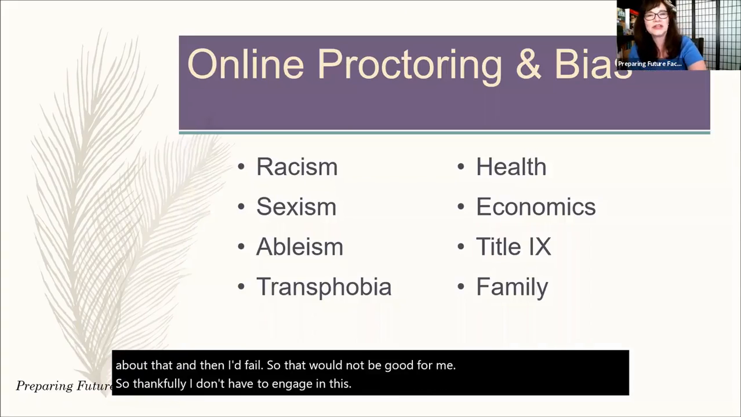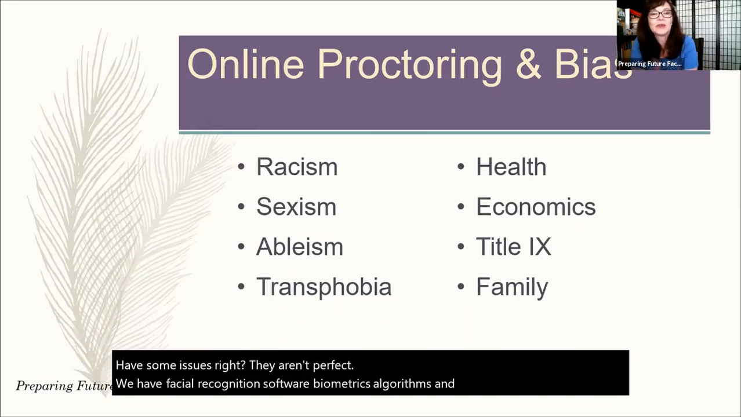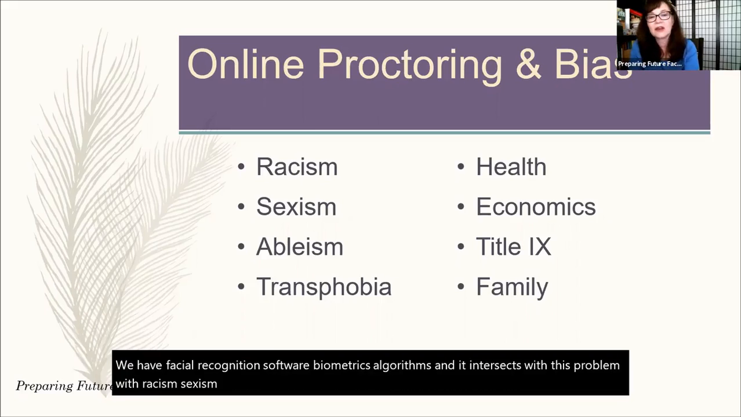But this brings up another issue about bias, right? These educational tools in technology have some issues, right? They aren't perfect. We have facial recognition software, biometrics, algorithms, and it intersects with this problem with racism, sexism, ableism, transphobia. It cannot always detect when there are too many differences.